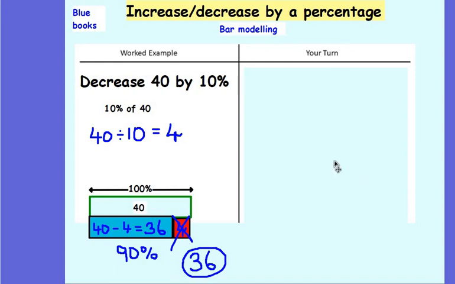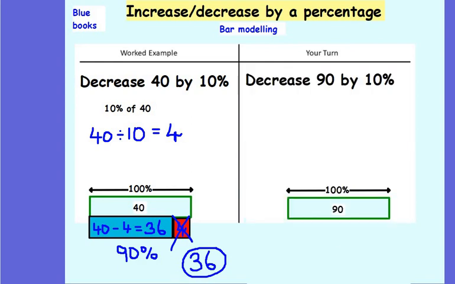Over to you, Year 7, in your dark blue books. Can you have a go at this example for me? Pause the video, have a little think in your dark blue books now.